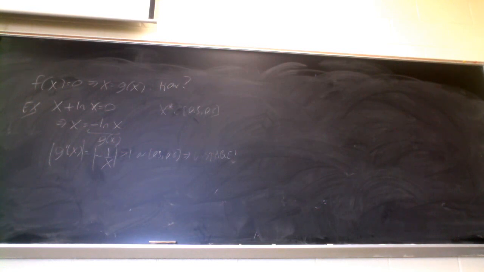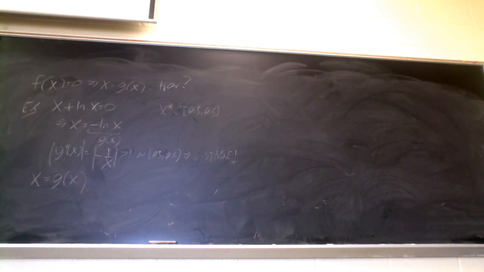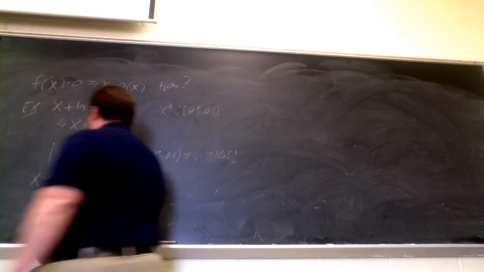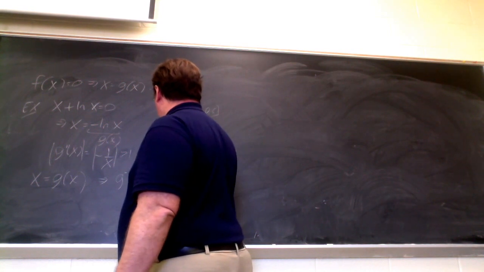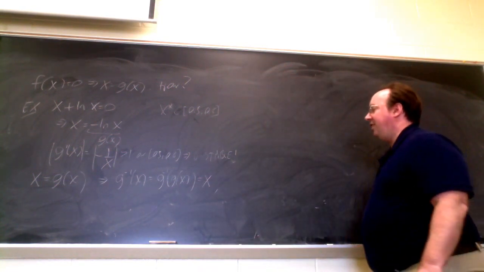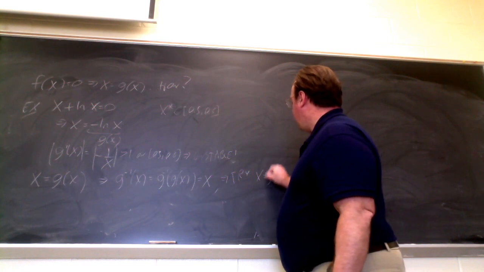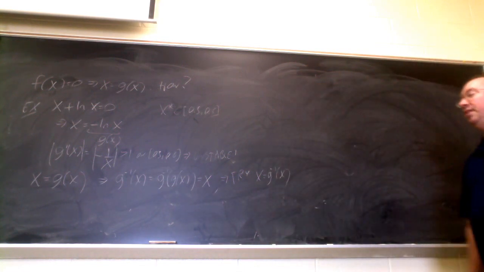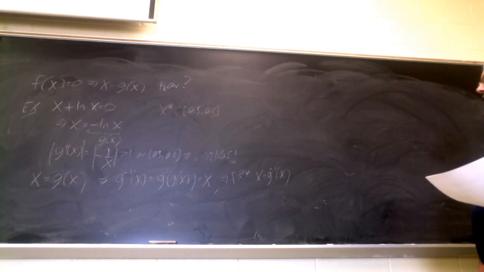Okay. Now, here's what we can do. If x equals g of x, suppose the function g is invertible, I can apply g inverse of x to both sides. But then the right side simplifies to just x. So g and g inverse cancel out. So we can try x equals g inverse as our fixed point for a fixed point iteration. So let's see what that would be in this case.